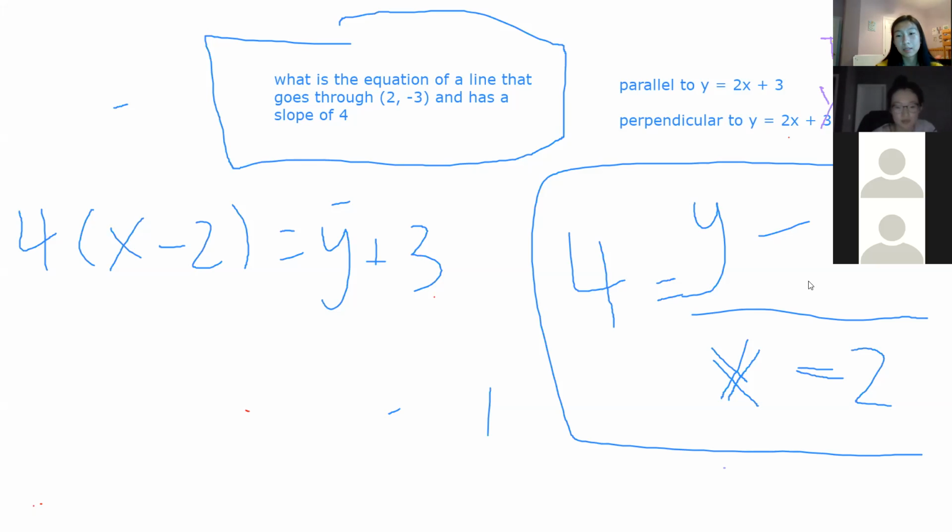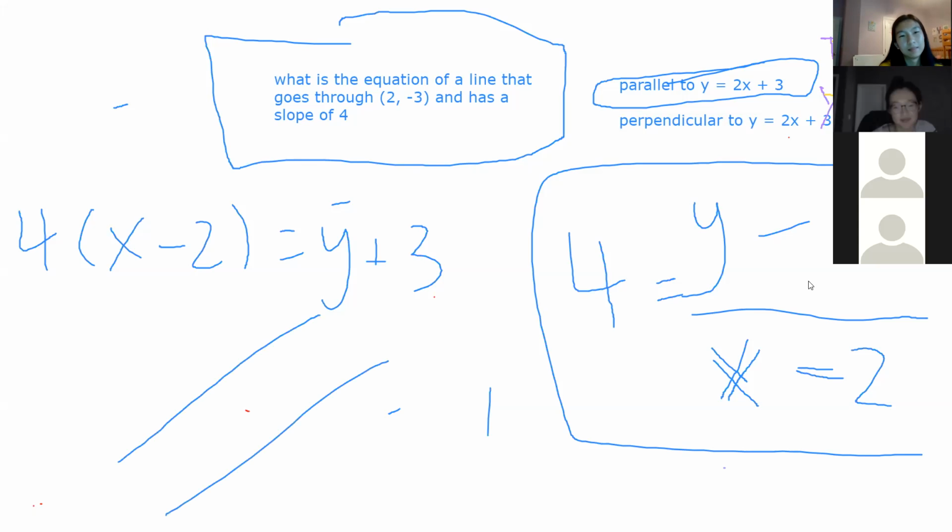And then last 2 things, I know we're out of time, but what is parallel to y equals 2x plus 3? Got any guesses? Y equals 2x plus 5. Yeah, I haven't worked it out exactly, but basically the slope just needs to be 2, right? Because parallel lines have the same slope.